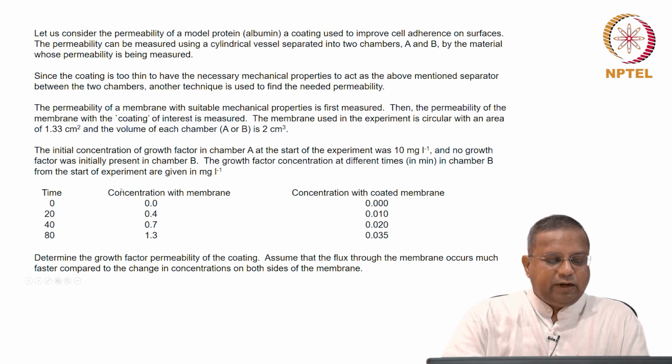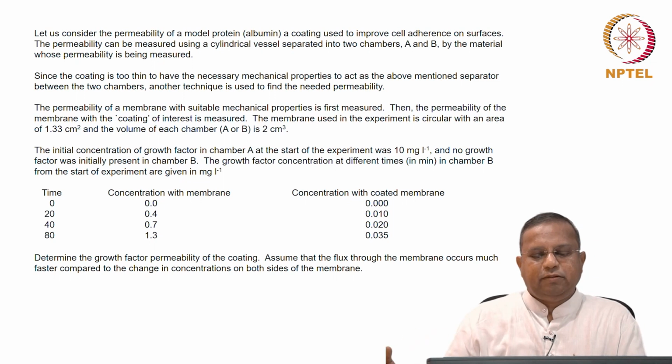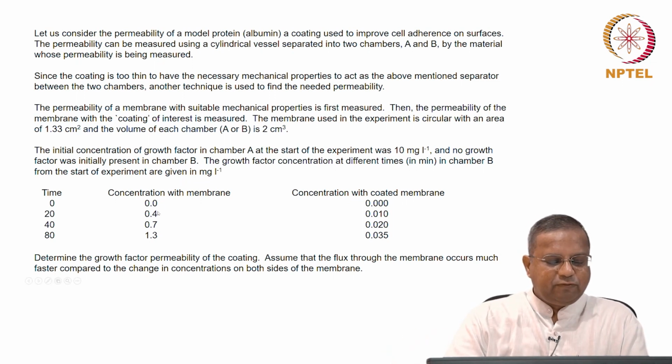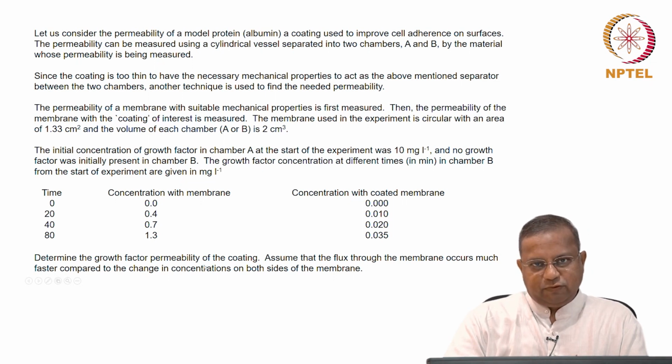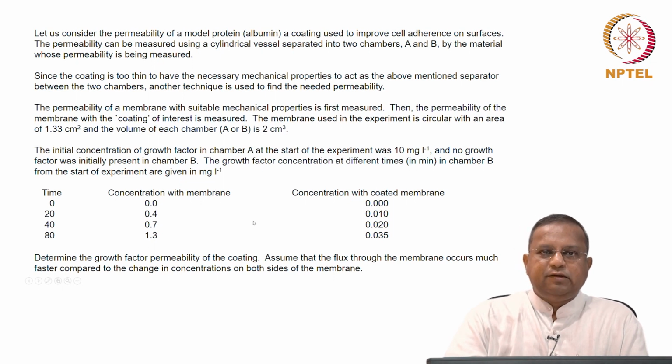The data for the concentration of the albumin, the model protein, in B at various times from the start of the experiment is given here, and determine the permeability of the coating. And you are also asked to assume that the flux through the membrane occurs much faster compared to the change in concentrations on both sides of the membrane. So, let us see how to go about doing this.